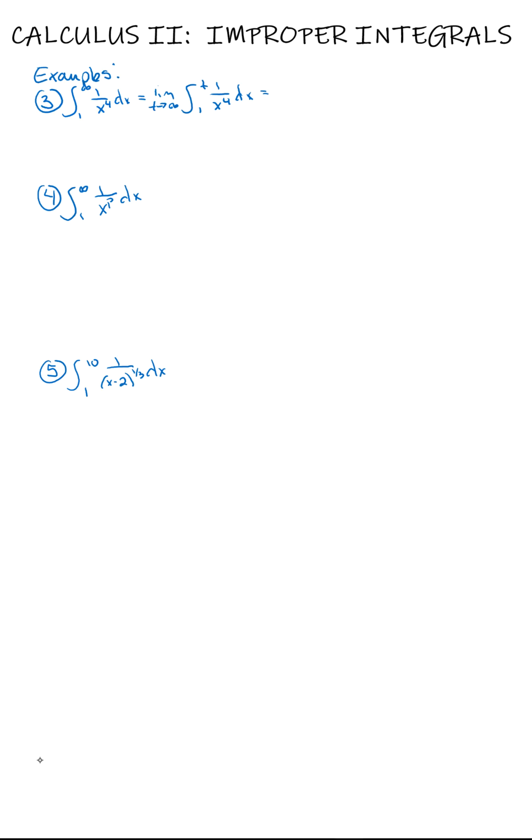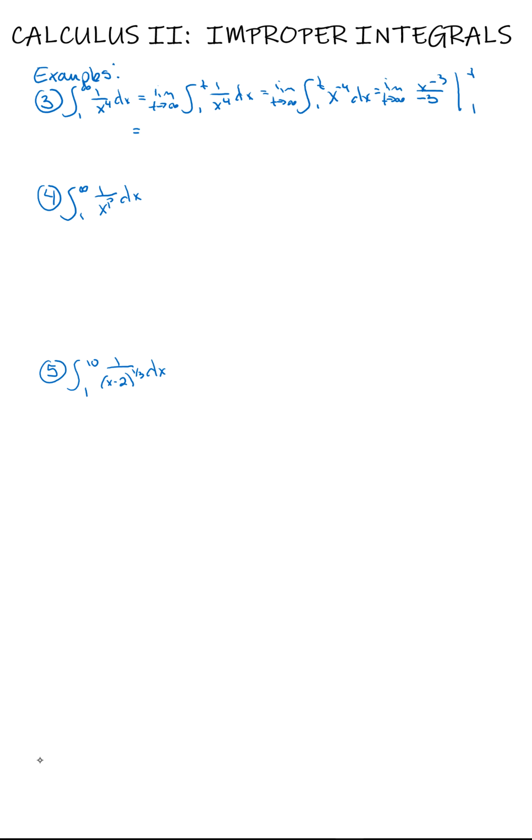Well, if you would like, we can rewrite that integrand as x to the negative 4th dx. And in order to integrate that, notice I'm going to keep that limit notation this whole time, but now we can integrate. x to the negative 4th dx is x to the negative 3rd over negative 3. Of course, we're going to evaluate this from 1 to t.